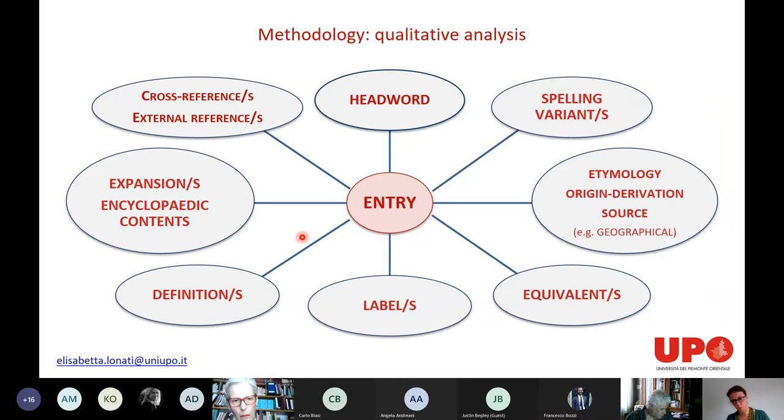Now we focus on the qualitative part of the discussion, and in particular the structure and the contents of these entries across dictionaries. So the headwords, spelling variants and the roles of spelling variants, etymology as origin or derivation if included, but also source, which is usually geographical, the presence of equivalence, labels if included, definitions and encyclopedic contents and expansions, sometimes cross references or references to external sources, to contemporary botanists or botanists of the previous centuries, British or European, are included.